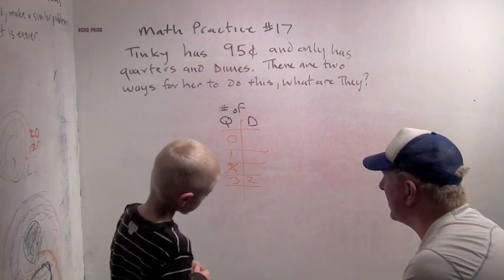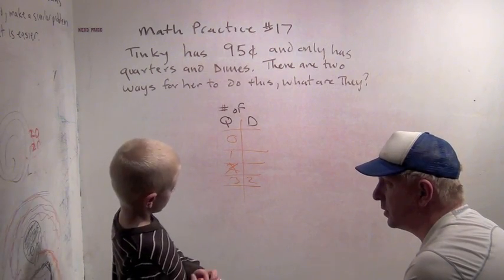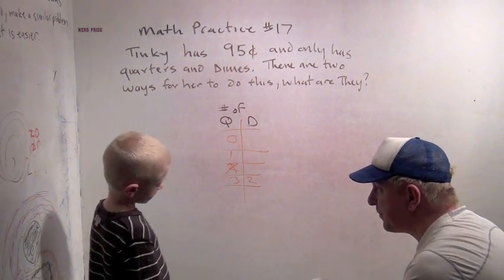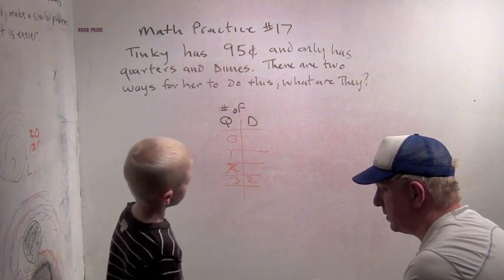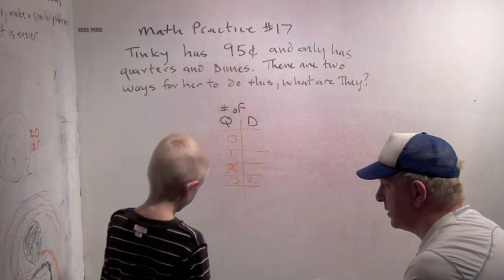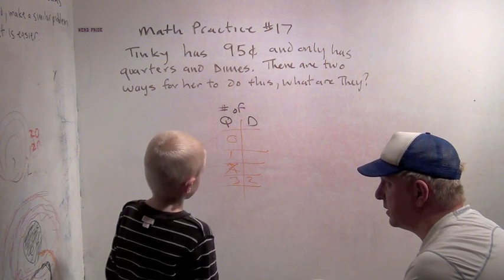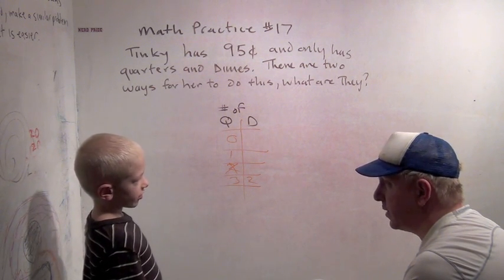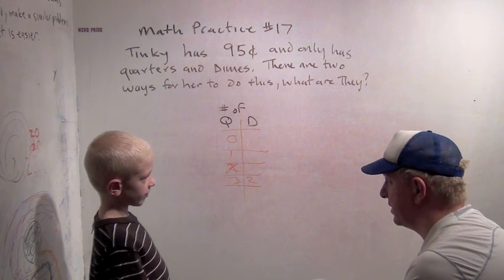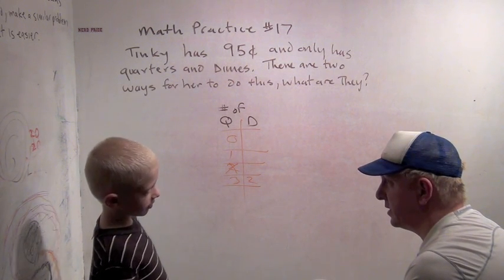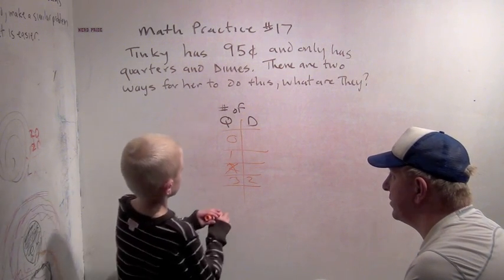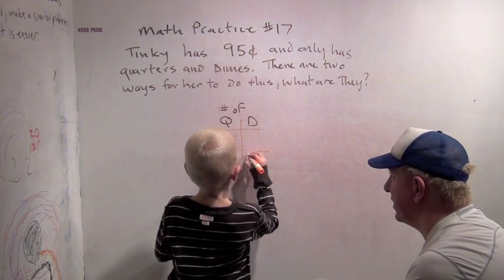All right. What about one? How much money is one quarter? 25 cents. Okay. So from 25 cents, we need 7 dimes. Oh, yeah? And how much is 7 dimes? 7 dimes is 70 cents. 25 plus 70 is 95. Oh, good job. Okay, so write in. So she could have 7 dimes.